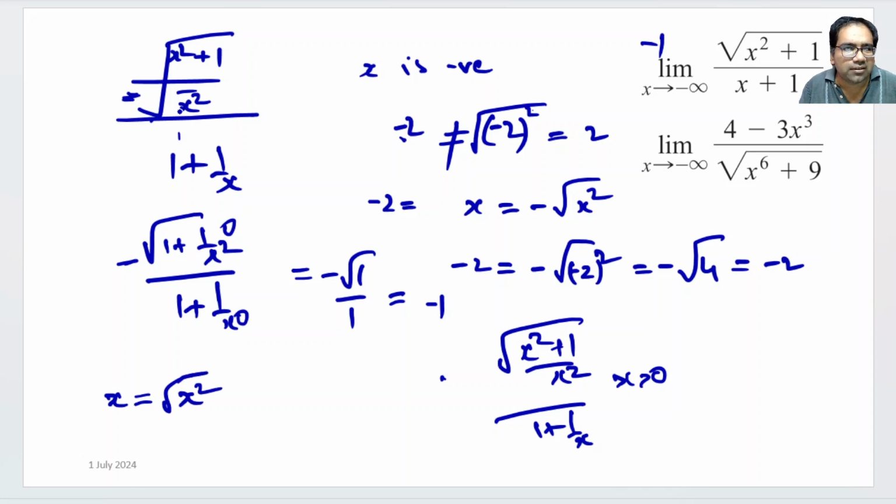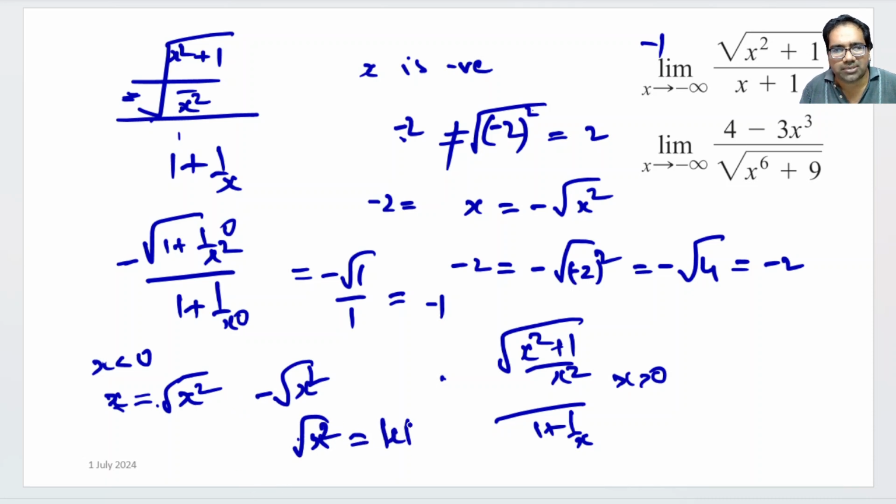We have to get this in under root x square format. We cannot directly write x equal to under root x square when x is negative. When x is negative, it has to be minus of under root x square. Basically, under root x square is the absolute value of x. It is always positive. So when x is less than 0, it should be minus x. Okay, so that is the little care that we have to take here.